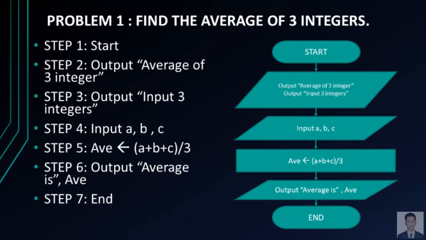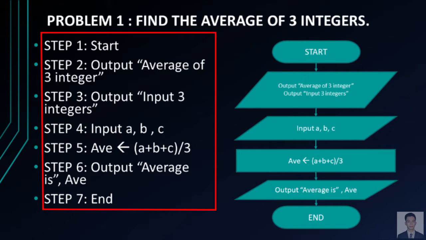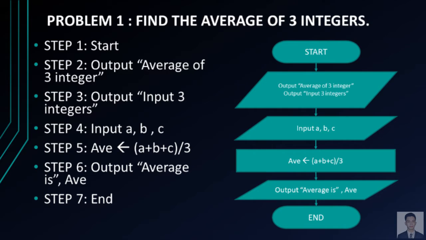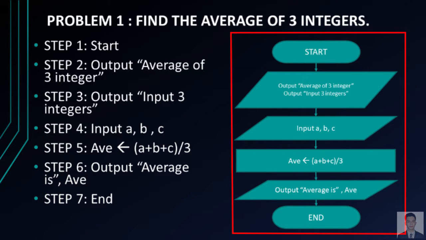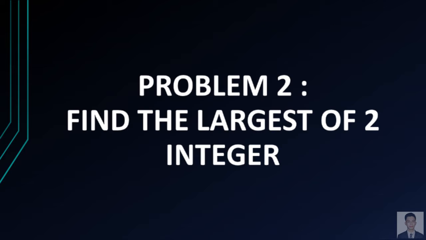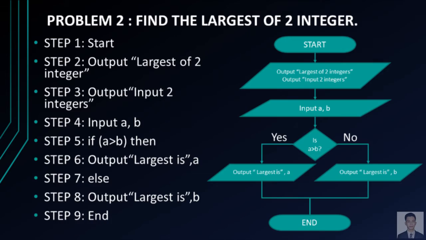But now, I think you will be able to have an idea that an algorithm is a step-by-step simple instruction that we are able to accomplish. Whereby, in a flowchart, we use a diagram. Problem 2. Find the largest of two integers. Step 1. Always start. Step 2. Always let the user know what his program is.